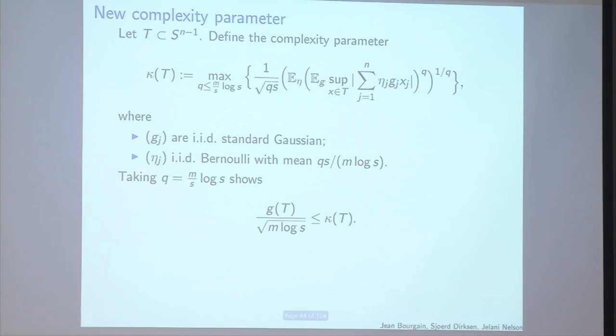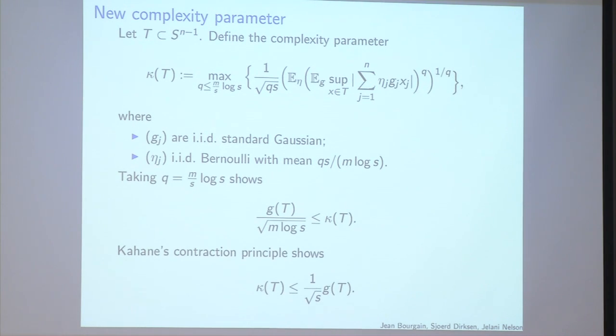Okay, so to give a bit more feeling on what this parameter is, let me show that it's in a certain way sandwiched between the Gaussian width. Okay, so this parameter that we had before. So if you take Q to be equal to M over S log S here, in which case all these Bernoulli random variables are identically equal to 1, then I simply get here the Gaussian width back with some new scaling. Okay, so a lower bound for this complexity parameter is g_T over square root M log S.